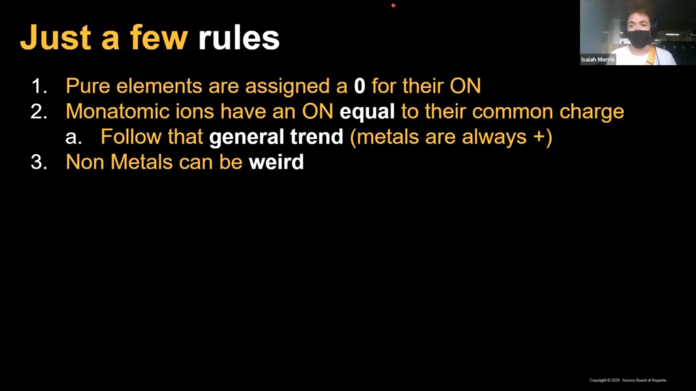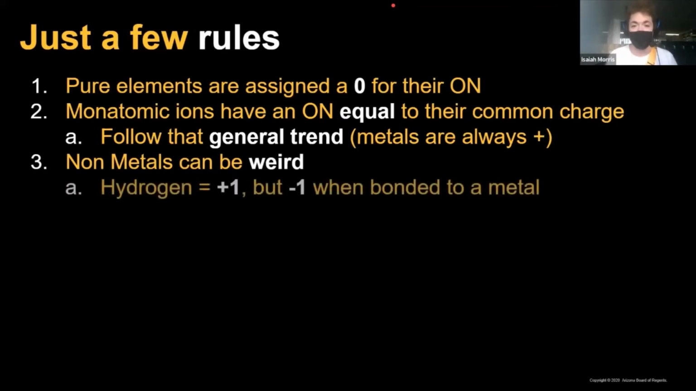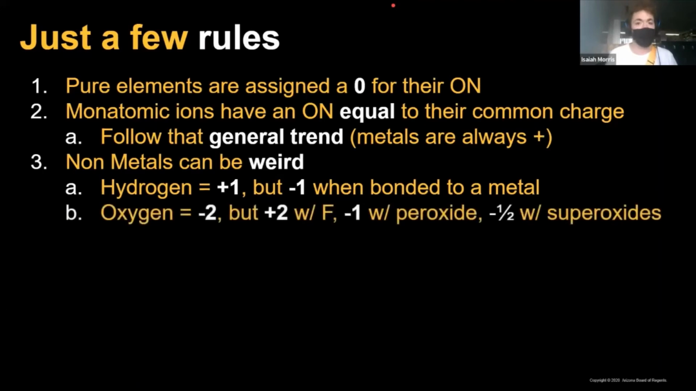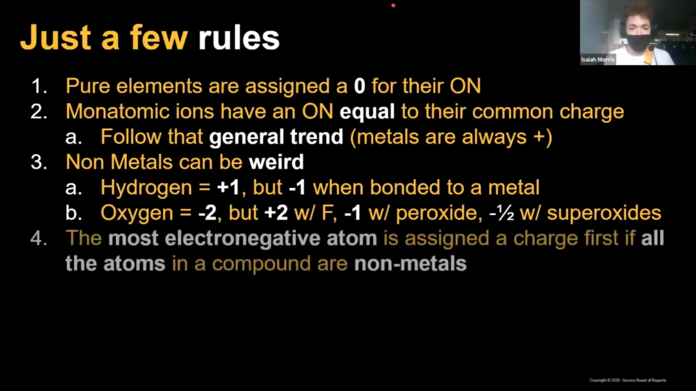For instance, like Alex just said earlier, hydrogen naturally carries a +1 oxidation charge, but it will be -1 when it's bonded to a metal. So that's one of those special instances you have to be aware of. Same thing with oxygen. Oxygen normally carries an oxidation number of -2, but it can be +2 when it's bonded to fluorine. It can be -1 in a peroxide, and actually -1/2 in superoxides. And going forward with that, the most electronegative atom is naturally assigned charge first.